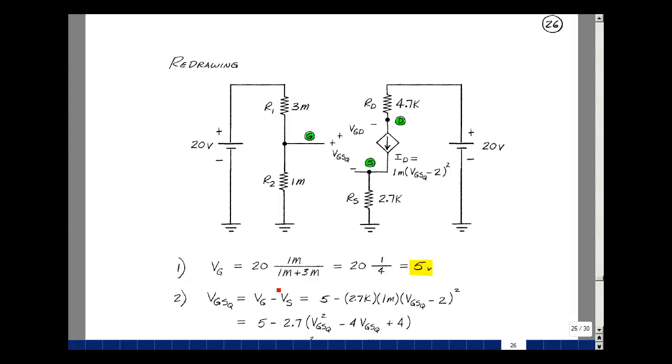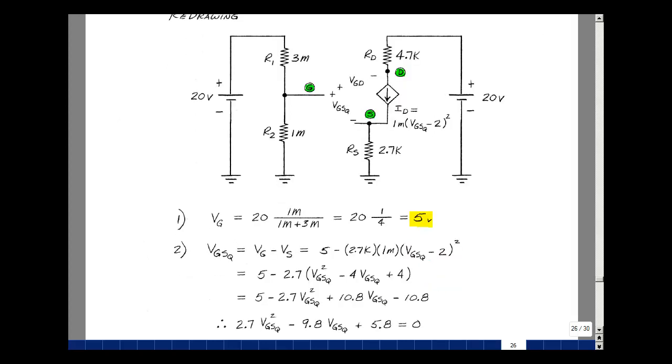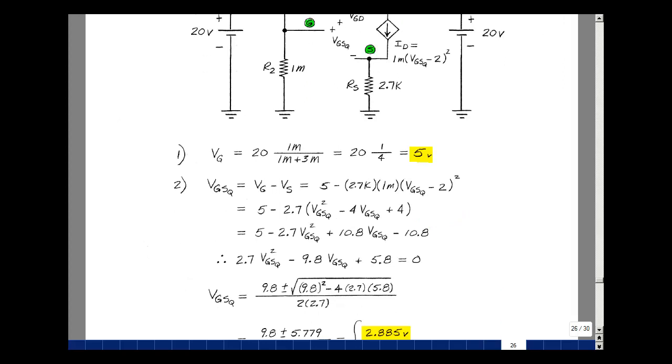The gate source voltage is the difference of those two. We just found the gate to be 5 volts, and then we've got a current going in a 2.7K resistor whose value is 1 milli times the quantity V sub GS at the Q point minus 2 squared. Let's multiply that out. At 5, the K and the milli cancel. I'm going to square this so I get the gate source squared, inner product times 2, so minus 4, and then a minus 2 squared, which is 4. Multiply the 2.7 out, I get a minus 2.7 times the gate source squared.